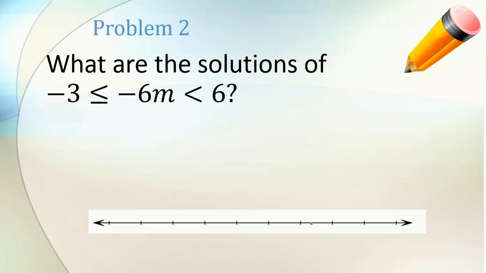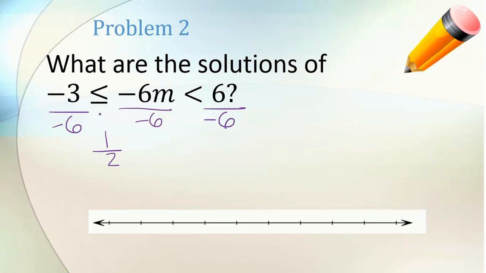Let's try a second problem. I have -3 is less than or equal to -6m, which is less than 6. So, what are we going to do with that -6 times m? Well, we've got to undo -6, right? Get rid of it. The inverse operation of multiplication is division. So we're going to divide by -6 on both sides. -3 divided by -6. Well, that's just a half, right? Simplified down.